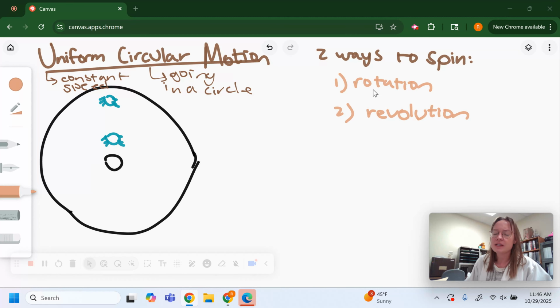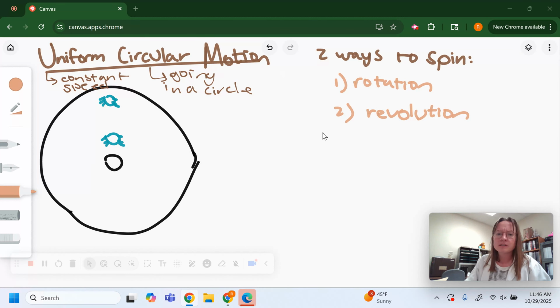You say that the Earth rotates and revolves. You say, Miss Wilson, the Earth rotates on its own axis, and at the same time as it's rotating on its own axis, it is also revolving around the sun. And so the Earth does both rotate and revolve.